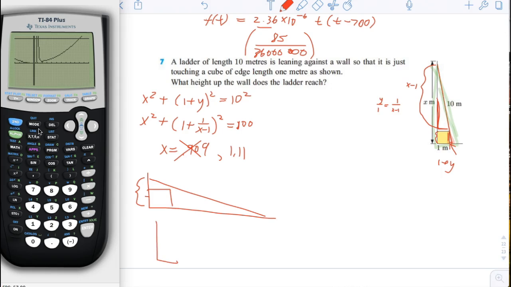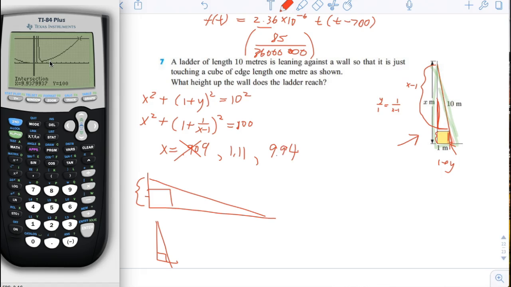Is there any other solution? I think there should be a solution where the ladder is the way it's drawn here. Actually, if we zoom out, we can see that there's another intersection here. So let's find out what intersection that is. So second calc intersect. First curve, second curve, guess. Okay, there it is, 9.94. So the solution that matches the picture would be 9.94.